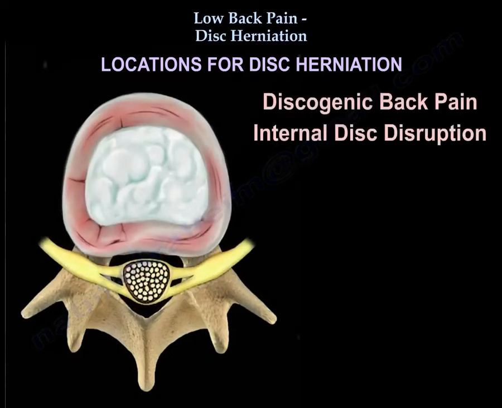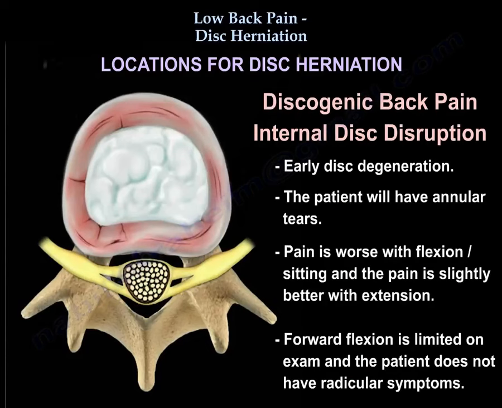How about the discogenic back pain, which is internal disc disruption? So there is an early disc degeneration. The patient will have annular tears. Pain is worse with flexion and sitting, slightly better with extension. The forward flexion is limited on exam, and the patient does not have radicular symptoms.